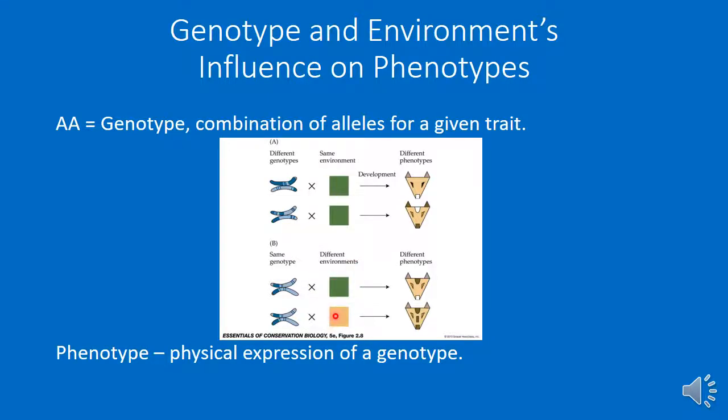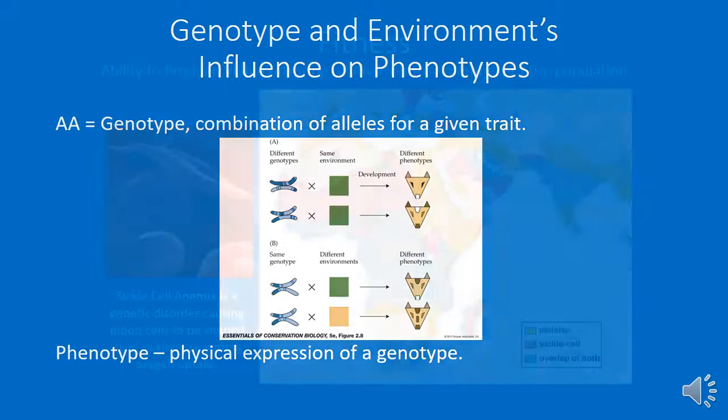But then we take them, we put them in different places. One goes to the green square, one goes to the tan square. Now, because the environment is affecting how you express your DNA, now they look different. So even though their genotype is identical, the phenotype is still different because they're in different environments. So this is just to show us that the environment that an organism lives in plays a role in how the genotype gets expressed as a phenotype.